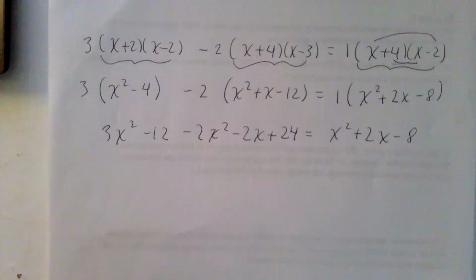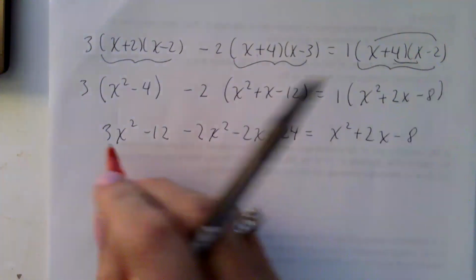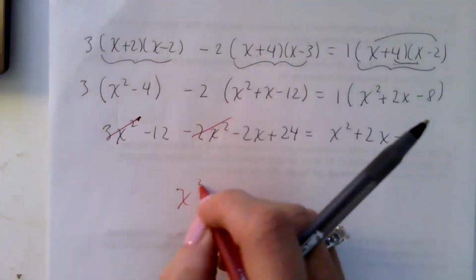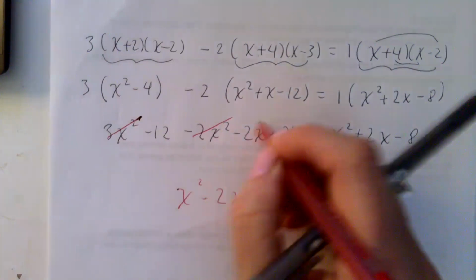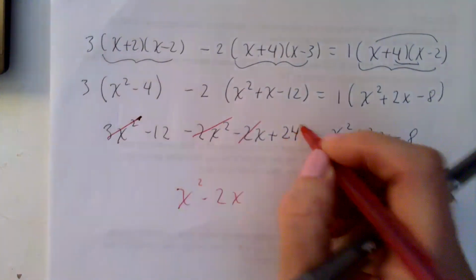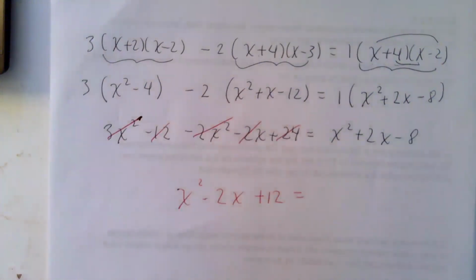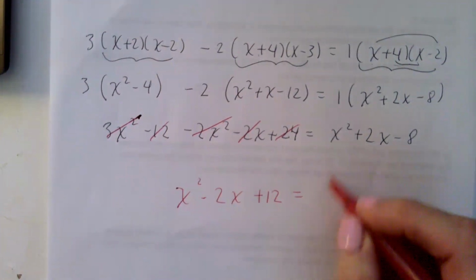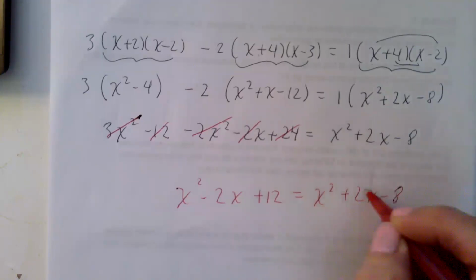And then, of course, we're going to add like terms. So I'm going to cross them out as I go. 3x squared and minus 2x squared leaves me with an x squared on the left. I have a minus 2x. And then a minus 12 and a positive 24 is a positive 12. Okay. And then we have on the right, we have x squared plus 2x minus 8.